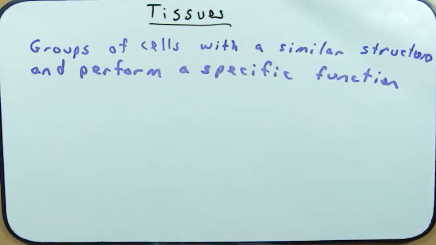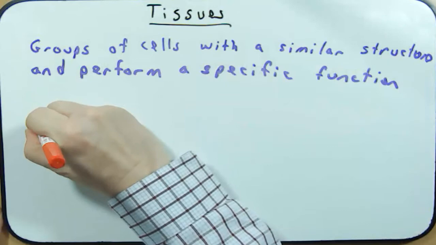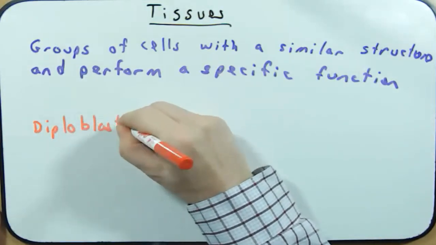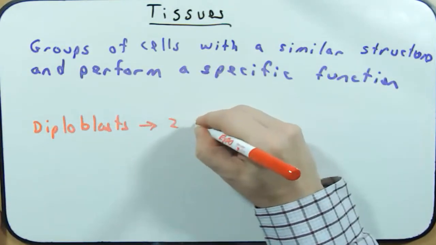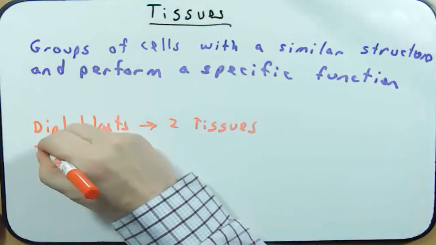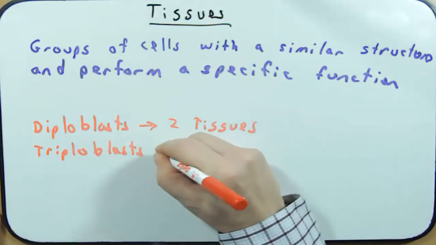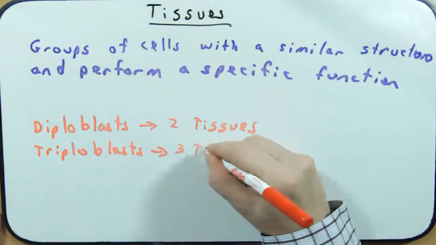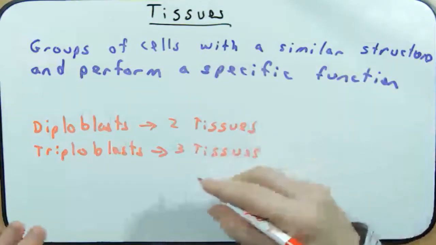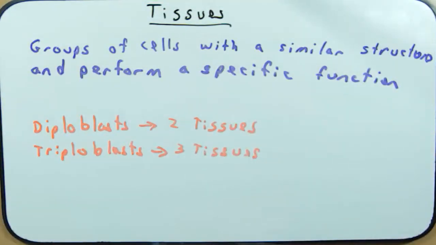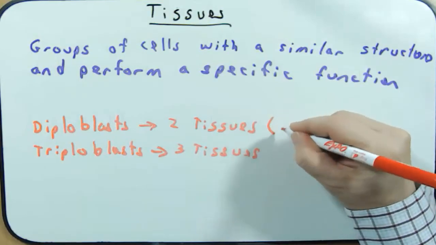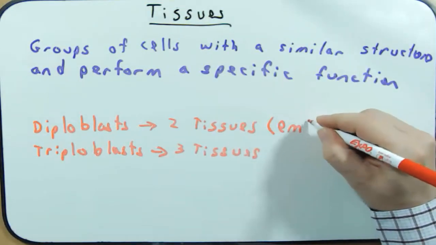Within the animals, we distinguish groups based upon the number of embryonic tissues they have. Animals are either diploblasts, meaning they have two tissues, or they're triploblasts, meaning they have three tissues. And I should stress, I don't mean two tissues or three tissues in the adult. This is what forms during the embryonic stage.